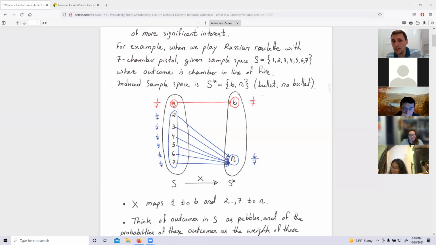You see, so what happens here? Or you can imagine it as a relabeling, right? So the event 1 is labeled as bullet, and events 2, 3, 4, 5, 6, 7 are labeled as no bullet. You agree? So what's the probability of bullet? It's 1/7. What's the probability of no bullet? 6 out of 7. You agree?